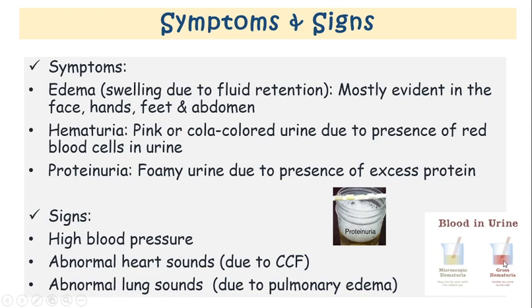Now sometimes when the amount of red cells passed in urine is very high, this may give rise to a dark color in urine. So this is called gross hematuria. So when there's gross hematuria, the urine will appear dark in color. So then you can see it with your naked eyes. So in glomerulonephritis, depending on the severity of the illness, it could be microscopic hematuria or it could be gross hematuria.